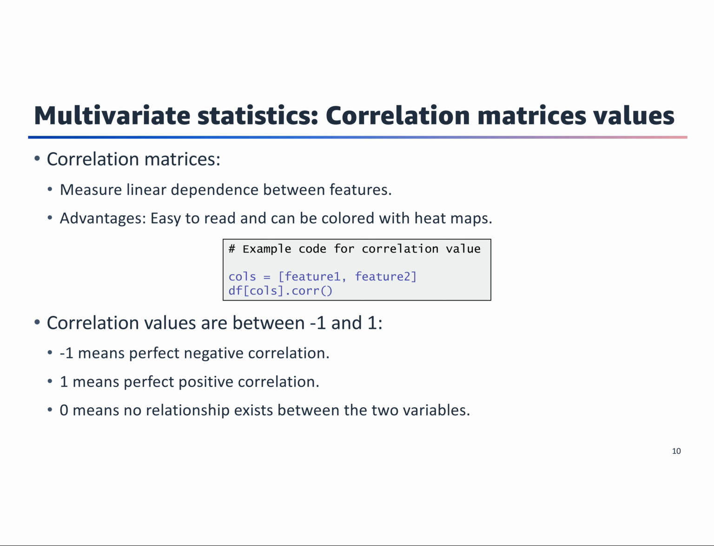Correlation matrices are another way to measure linear dependence between features. They provide an easy-to-read representation of pairwise correlations and can be visualized using heat maps. The code example shows how to calculate the correlation between two features using the corr function on a pandas data frame. Correlation values range from -1 to 1, with -1 indicating a perfect negative correlation, 1 indicating a perfect positive correlation, and 0 indicating no relationship between the two variables. A negative correlation means that as one variable increases, the other tends to decrease, while a positive correlation implies that both variables move in the same direction.